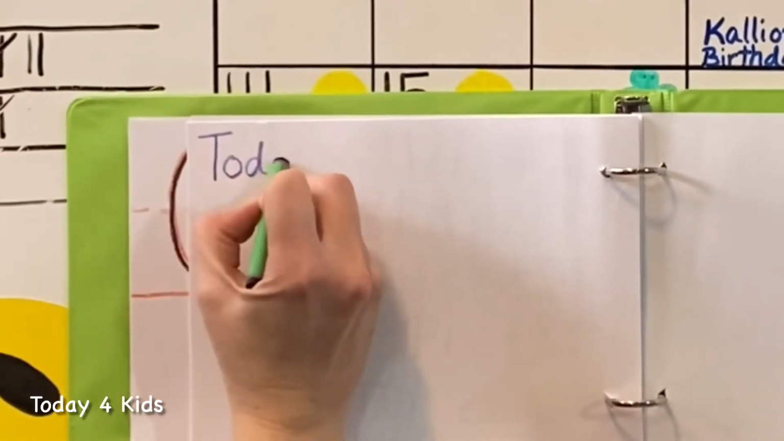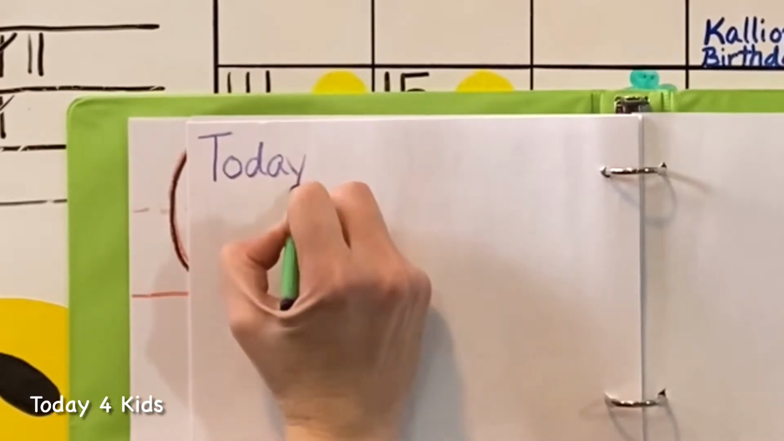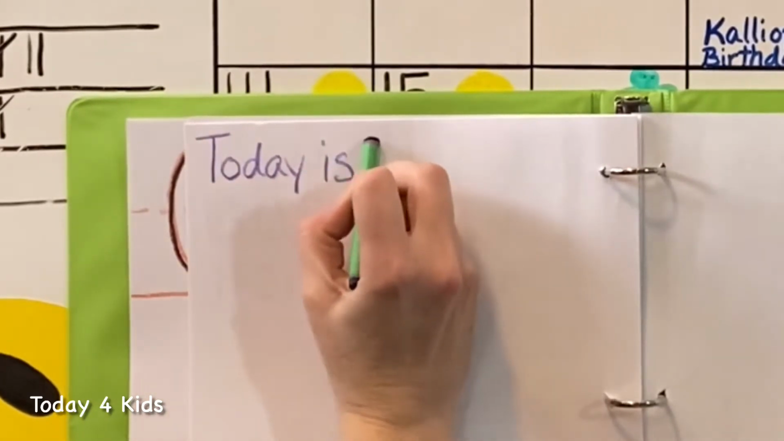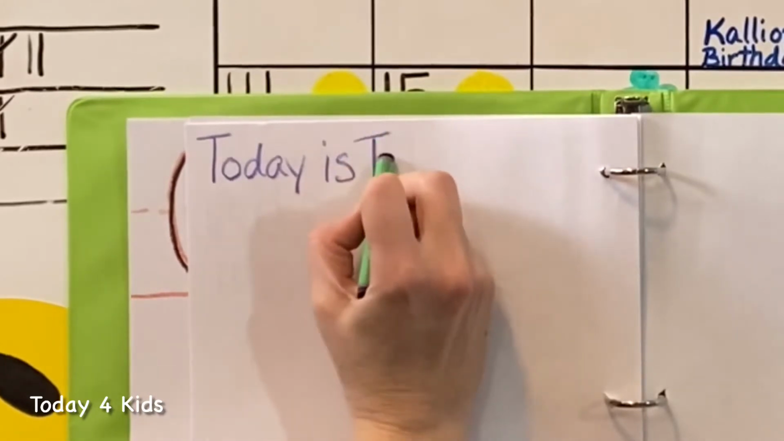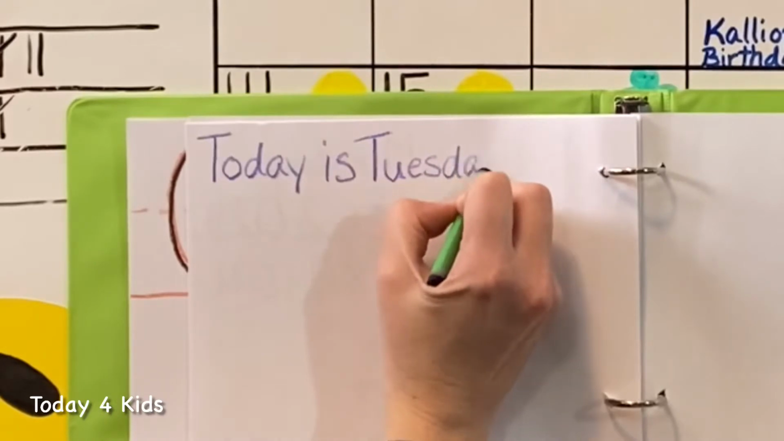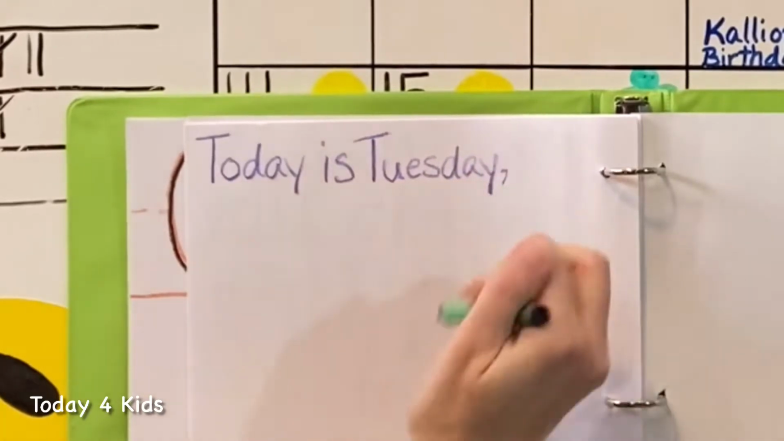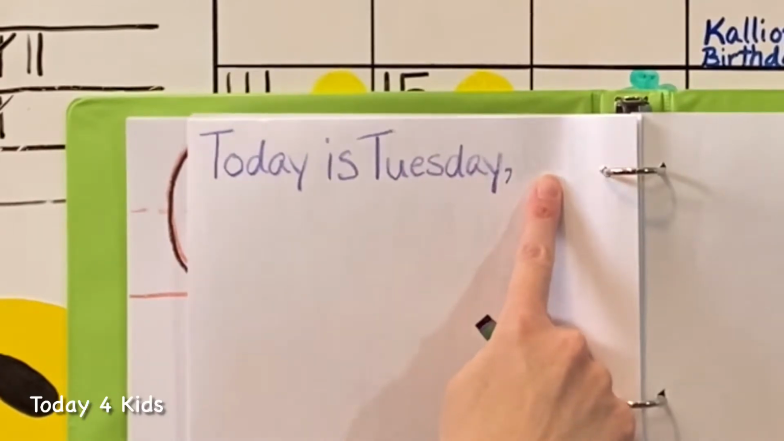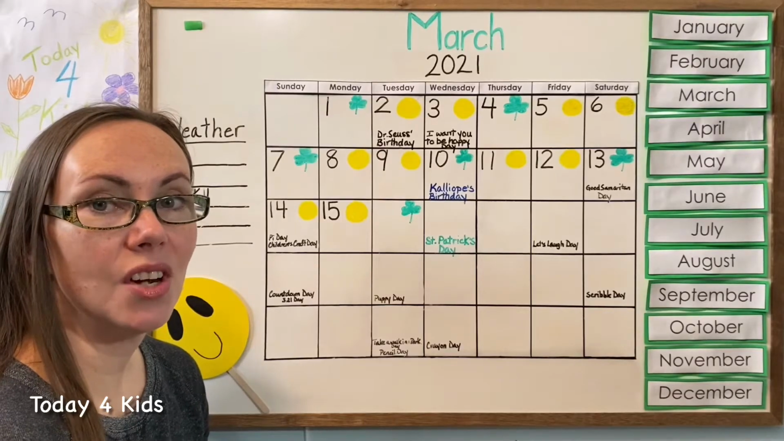Today. And the next word is is. Then we're going to put in Tuesday, capital Tuesday, and then a comma. And that comma reminds us to pause before we say our next word, and the next word is going to be the month. Do you remember how many months there are in the year?